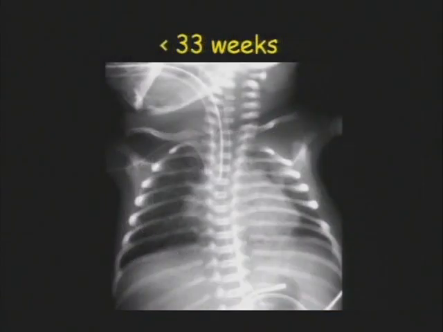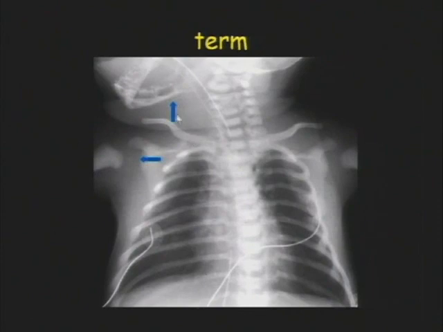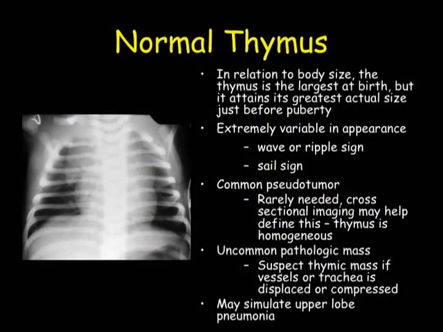So here we have a patient that is less than 33 weeks gestation, and you can see that we do not see ossification of the enamel of the first or second molar. Here's a baby that's term. We can see enamel ossification of both the first and the second molar, and we can see a small ossification of the humeral head. So all of these things can be useful as you're trying to come up with your differentials, trying to figure out what the age of the patient is.